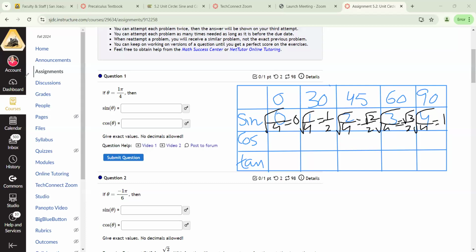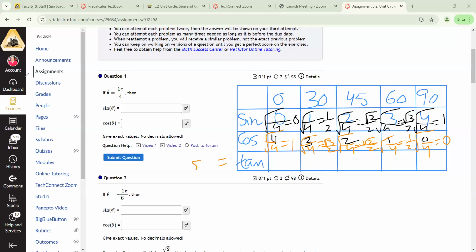If I start writing here from 4, 3, 2, 1, 0, divide them all with 4 and take a square root, I will get my second line. So this is 1. This is square root 3 over 2. This is square root 2 over 2. This is 1/2. This is 0.